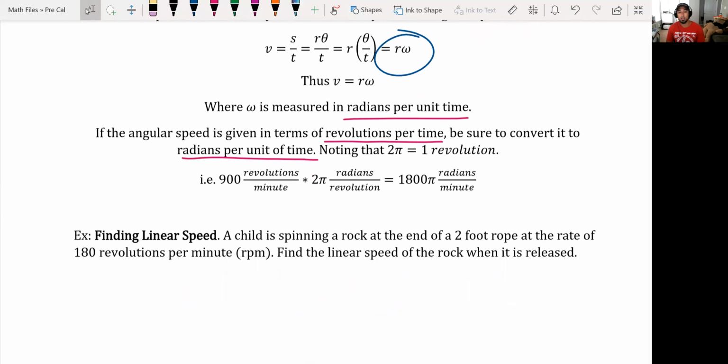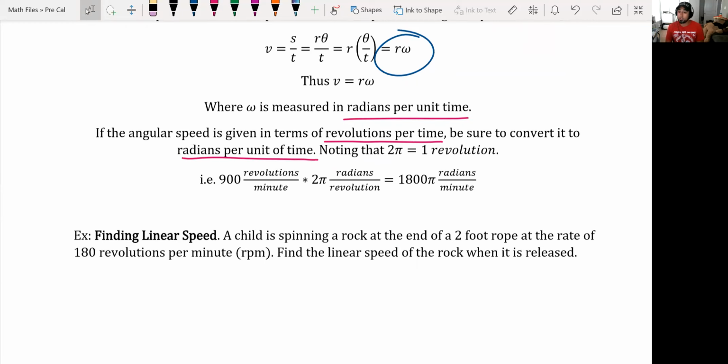Finding linear speed. A child is spinning a rock at the end of a 2-foot rope. Y'all, let's talk about this child. Who's letting their child spin this rock on a 2-foot rope? I would be scared. All right, back to the math.